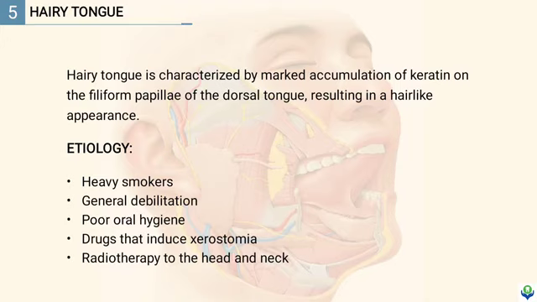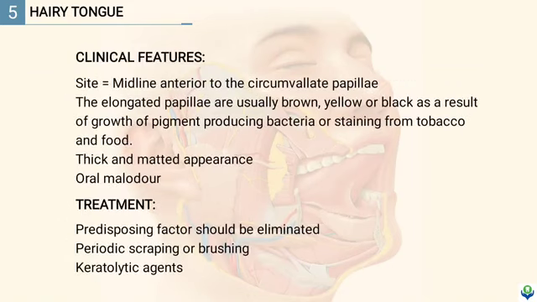The next developmental disturbance of the tongue is hairy tongue. Hairy tongue is characterized by the marked accumulation of keratin on the filiform papillae of the dorsal tongue, resulting in a hair-like appearance. Etiology: heavy smokers, general debilitation, poor oral hygiene, drugs that induce xerostomia, radiotherapy to head and neck. Clinical features: the most common site for hairy tongue is the midline anterior to the circumvallate papillae. The elongated papillae are usually brown, yellow, or black as a result of growth of pigment producing bacteria or staining from tobacco and food.